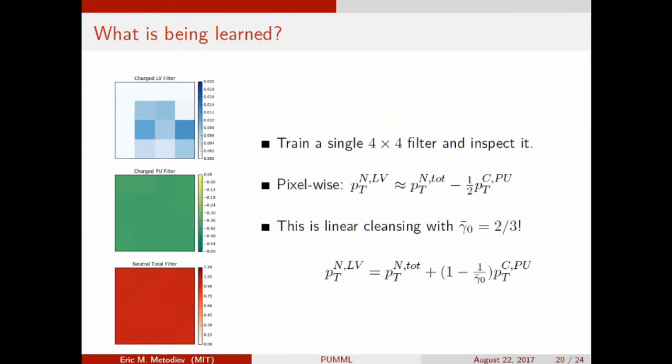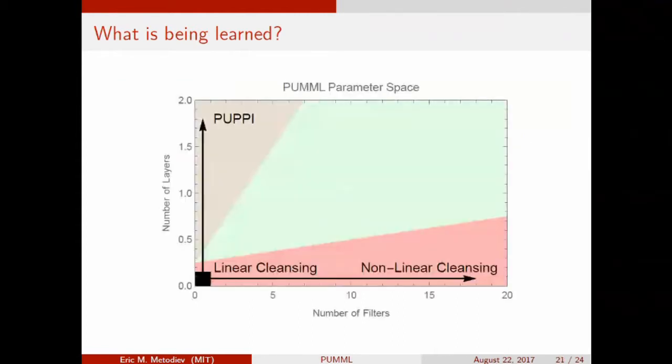You can see that what the algorithm has learned in this simplified regime is exactly to do linear cleansing of the calorimeter towers with a parameter gamma naught of about 2/3, which you expect based on some isospin argument. So you can see that even in this very restricted regime, it's learning a physically sensible function.